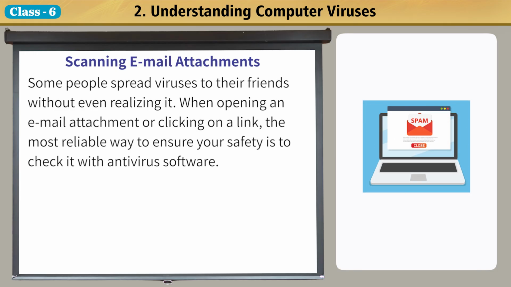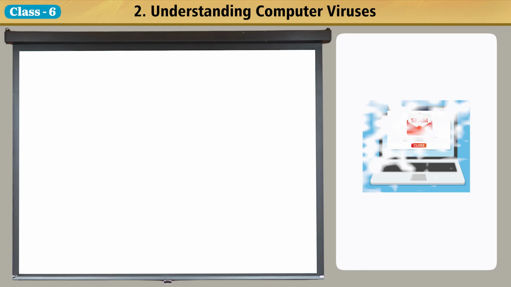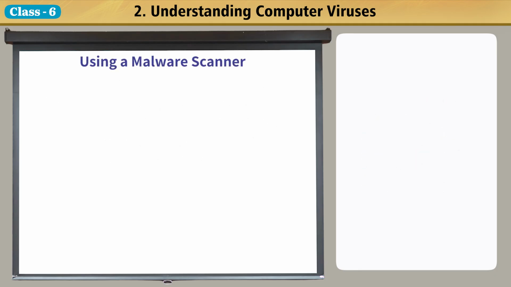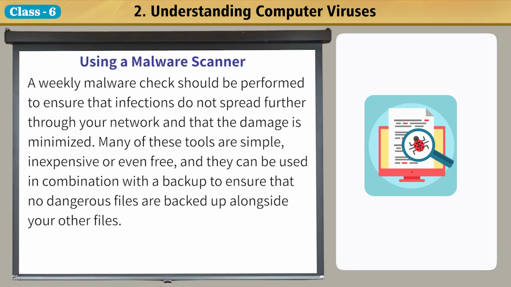Scanning email attachments. Some people spread viruses to their friends without even realizing it. When opening an email attachment or clicking on a link, the most reliable way to ensure your safety is to check it with antivirus software. Using a malware scanner. A weekly malware check should be performed to ensure that infections do not spread further through your network and that the damage is minimized. Many of these tools are simple, inexpensive or even free, and they can be used in combination with a backup to ensure that no dangerous files are backed up alongside your other files.